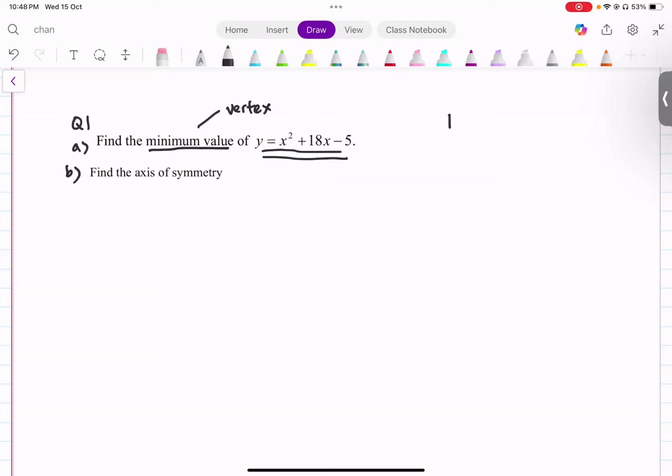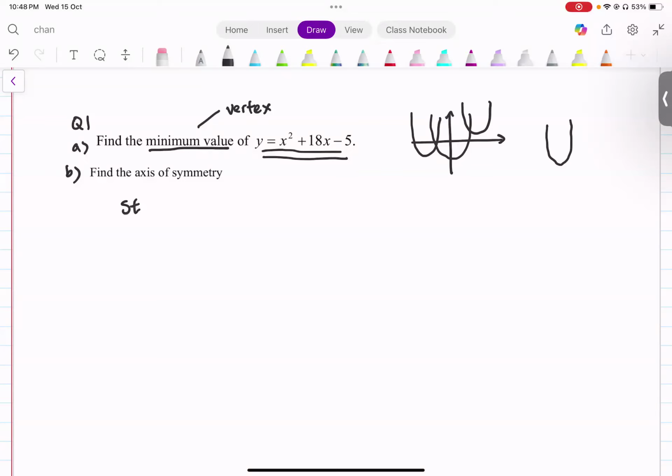So it will be something like this, like a minimum value. A smiley face like that. It could be here, it could be here, it could be here. I don't know. It doesn't matter. I just know that the shape is a smiley face. Okay. This is the Cartesian plane, by the way. So how do we do this?